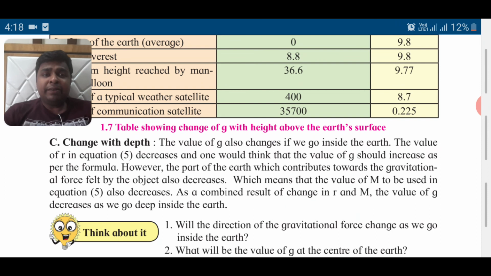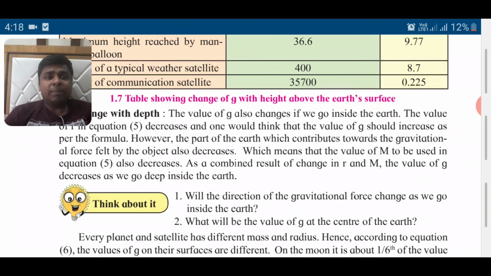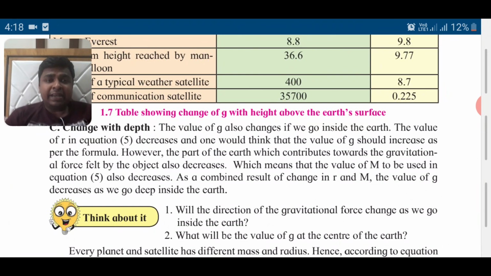What will happen if we go towards the center of the Earth? As the value of R will decrease, what would we think? We would think that the value of gravity should increase, because as you go towards the center the radius is decreasing. But it happens the other way around. What actually happens is that the part of the Earth that is attracting you towards the center decreases. I will just show you one example.